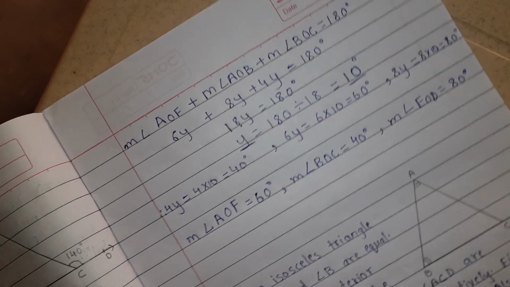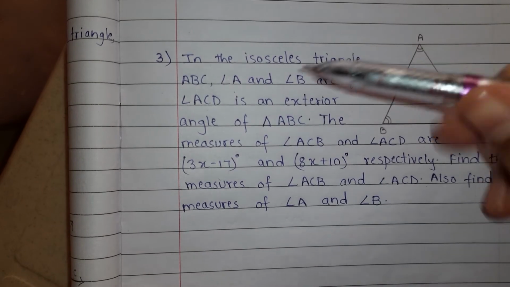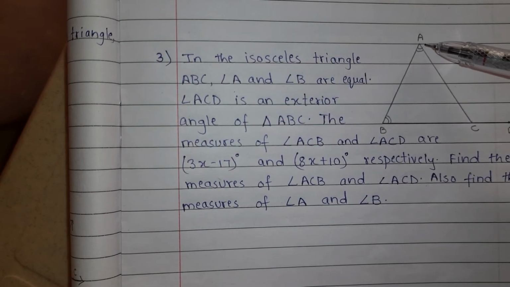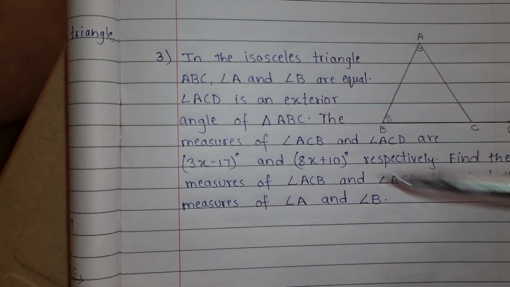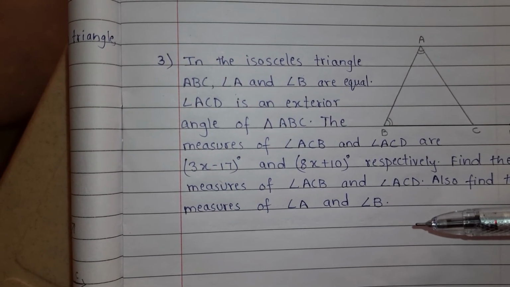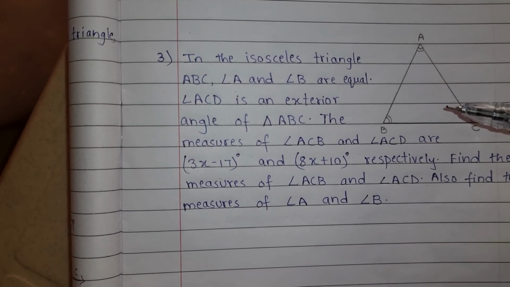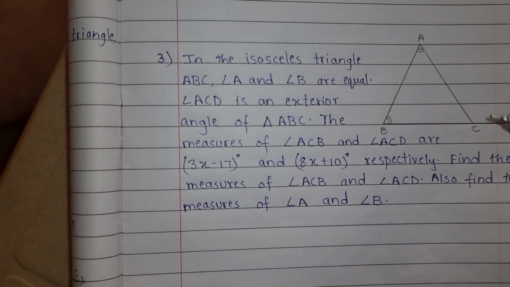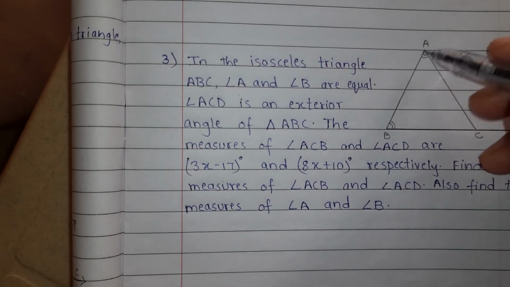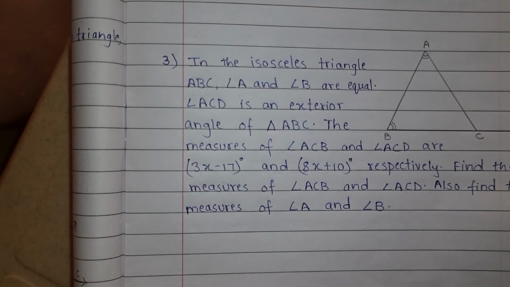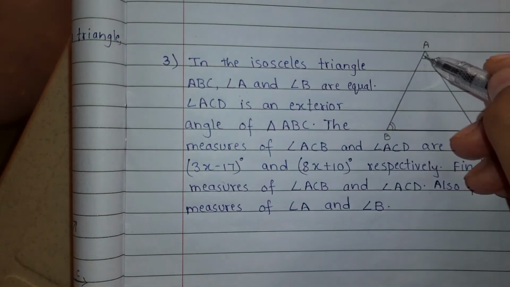Now the last question. In the isosceles triangle ABC, so first we have drawn a triangle ABC which is isosceles. Isosceles means what? Isosceles triangle means any two sides of the triangle are equal to each other. So when two sides are equal to each other, then the angles opposite to those sides are also equal to each other. See, it is given. Angle A and angle B are equal.